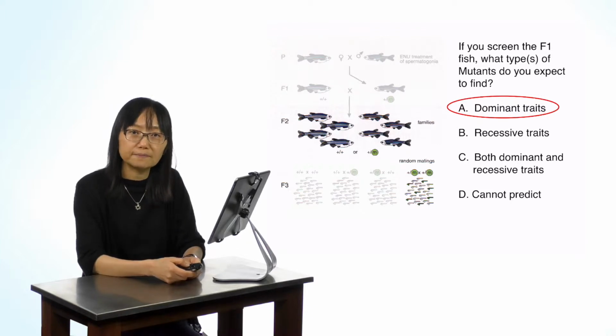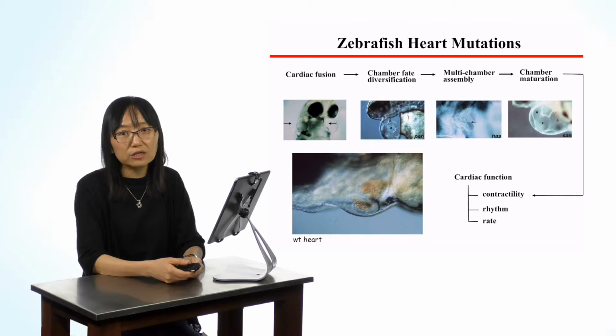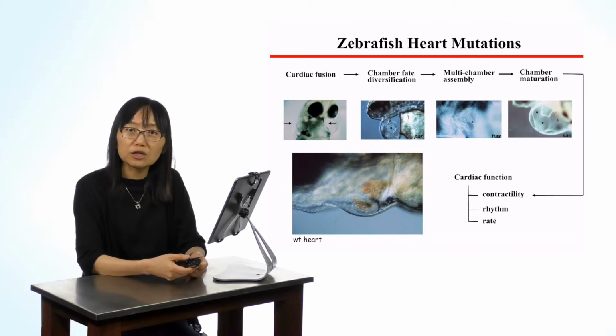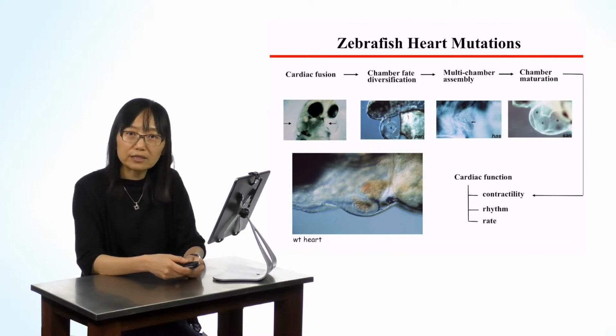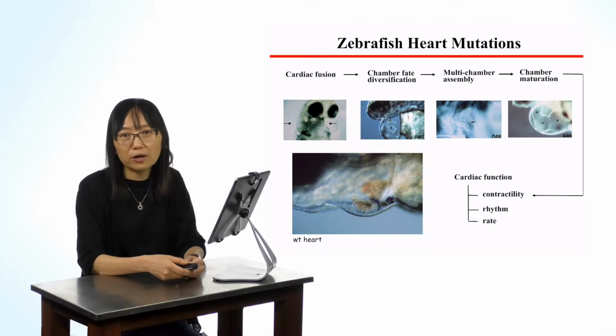At the end of the screen, they identified hundreds of mutants with specific defects in heart morphology or function. For example, we have mutations that prevent the fusion of the cardiac precursor cells, resulting in the development of 2 beating hearts in the mutant embryo. We also have mutations that interfere with cardiac chamber formation or the growth of cardiac tissue or the contractility or the rhythm of the heartbeat.